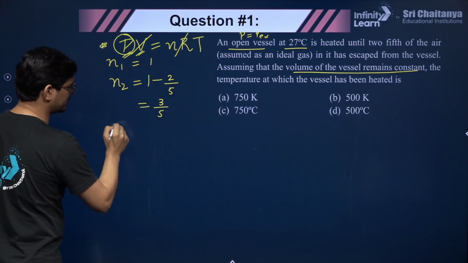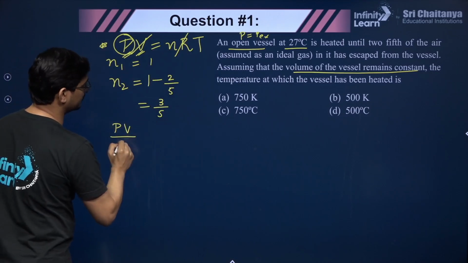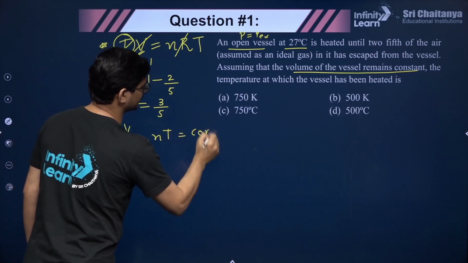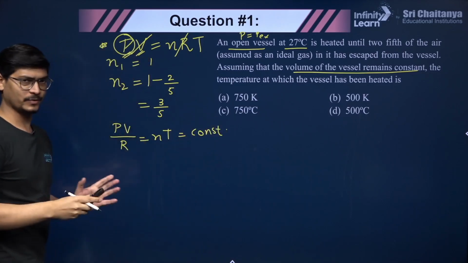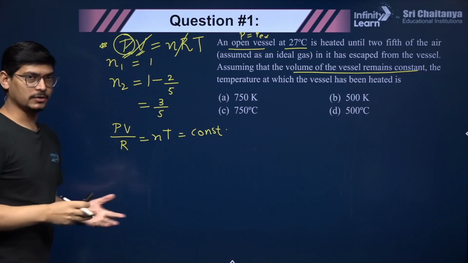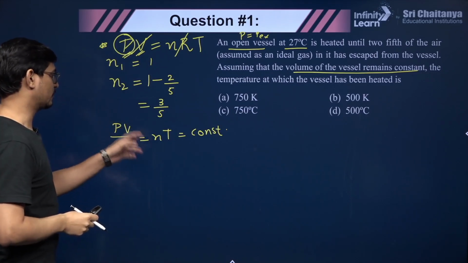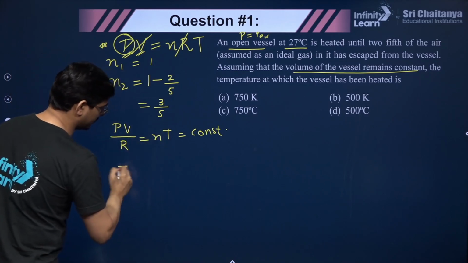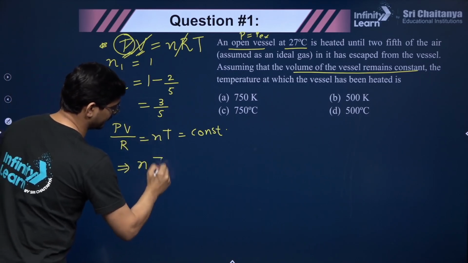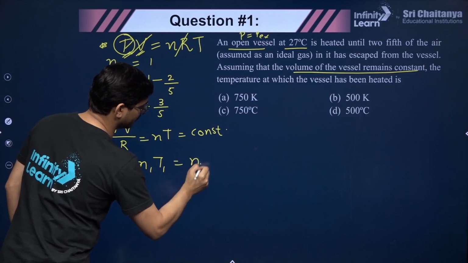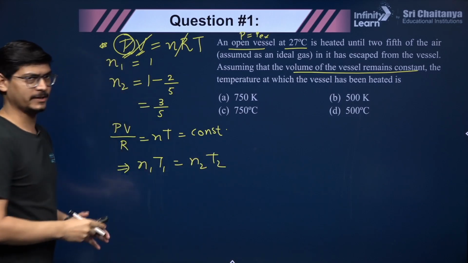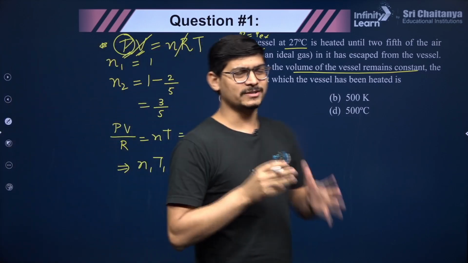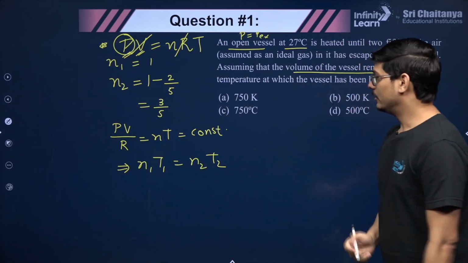So can I write, guys, that PV divided by R is equal to nT is equal to constant, right? Can I say that? Okay. So P, V, R, all these are constant, and so of course nT will also be constant because it is equal to that, right? And then from here, for the two states of the gas, I can write n1 T1 is equal to n2 T2. Am I correct? So from here nT is constant, n1 T1 is equal to n2 T2. Now you just have to substitute the given values here. Okay, let us do that.